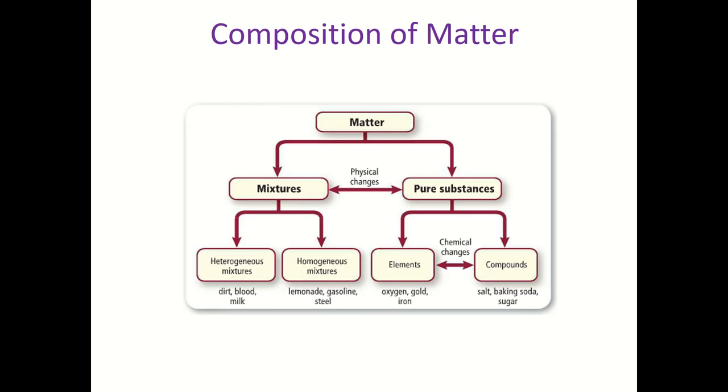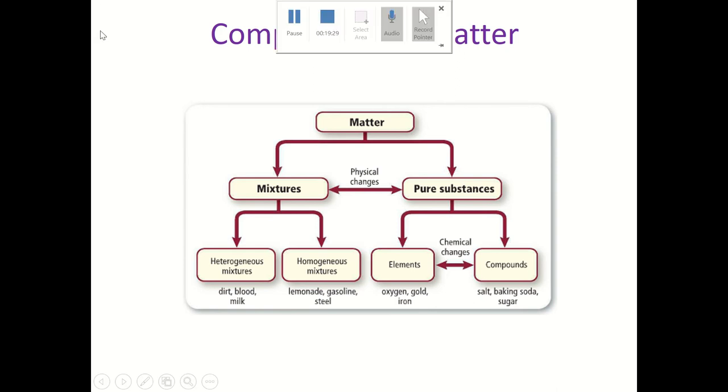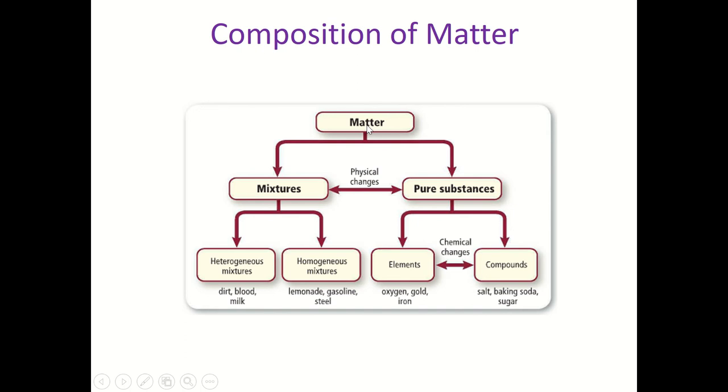Okay, so now I go back to the chart that I showed you at the beginning of this class, and here you can see that matter can be either a mixture or a pure substance, right? So as I mentioned, a pure substance is like pure nitrogen, pure hydrogen, pure gold, pure silver. Or it can also be a compound, like pure H2O, pure CO2, and so on. Now, the other one, which is called a mixture, means that you are mixing two substances together, but there is no chemical interaction between them.